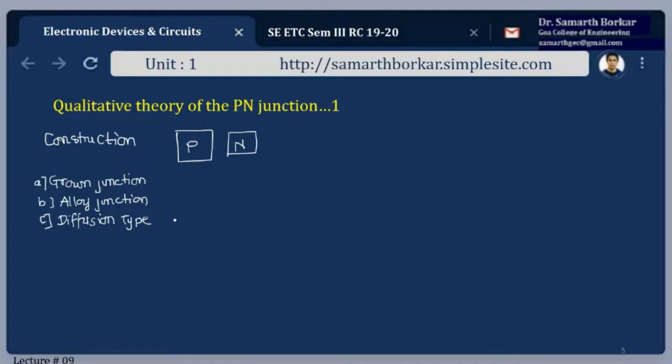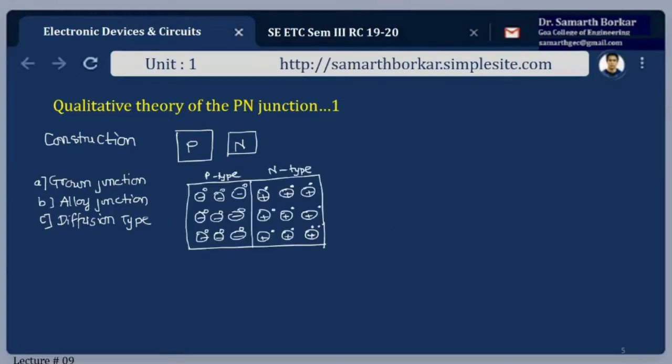So let me draw this structure. Now here I'm having two blocks. On the left hand side I'm having a p-type block, and on the right hand side I'm having an n-type region.